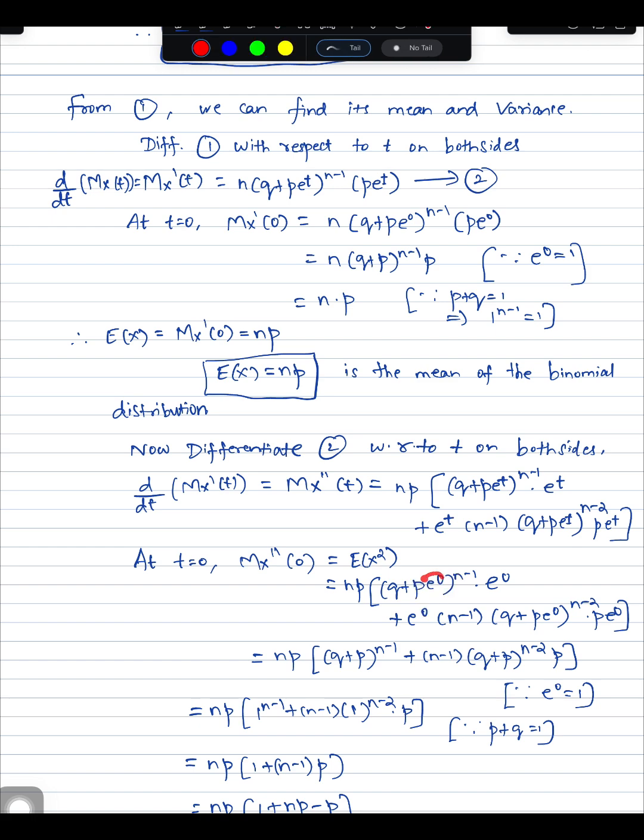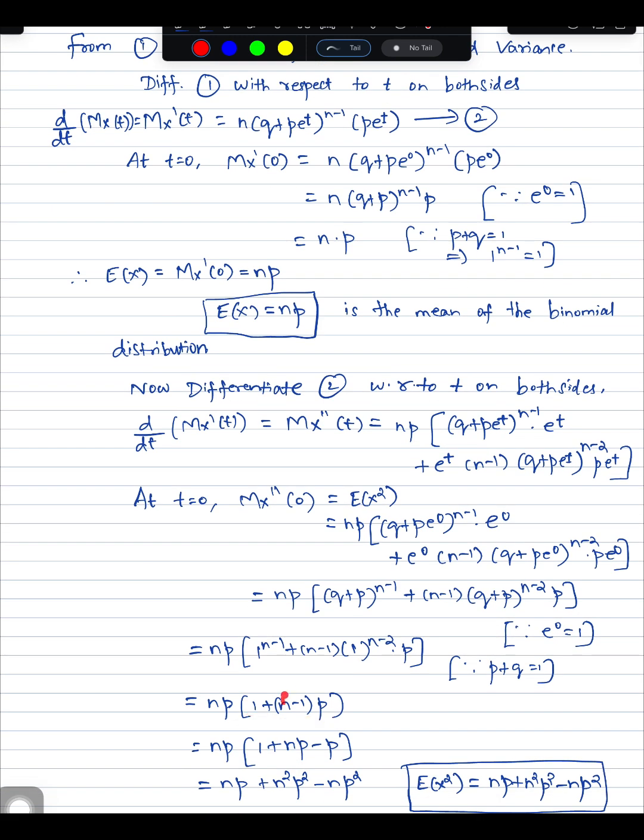E power 0 is 1 as we know, and we also have these terms like (q plus p) power n minus 1 and n minus 1 into (q plus p) power n minus 2 into p. And you know very well p plus q or q plus p is going to be 1. So these are all 1. You will be left with 1 power n minus 1, which is again 1. This side again it's 1. So n minus 1 into p. So that will give you 1 plus n minus 1 into p.